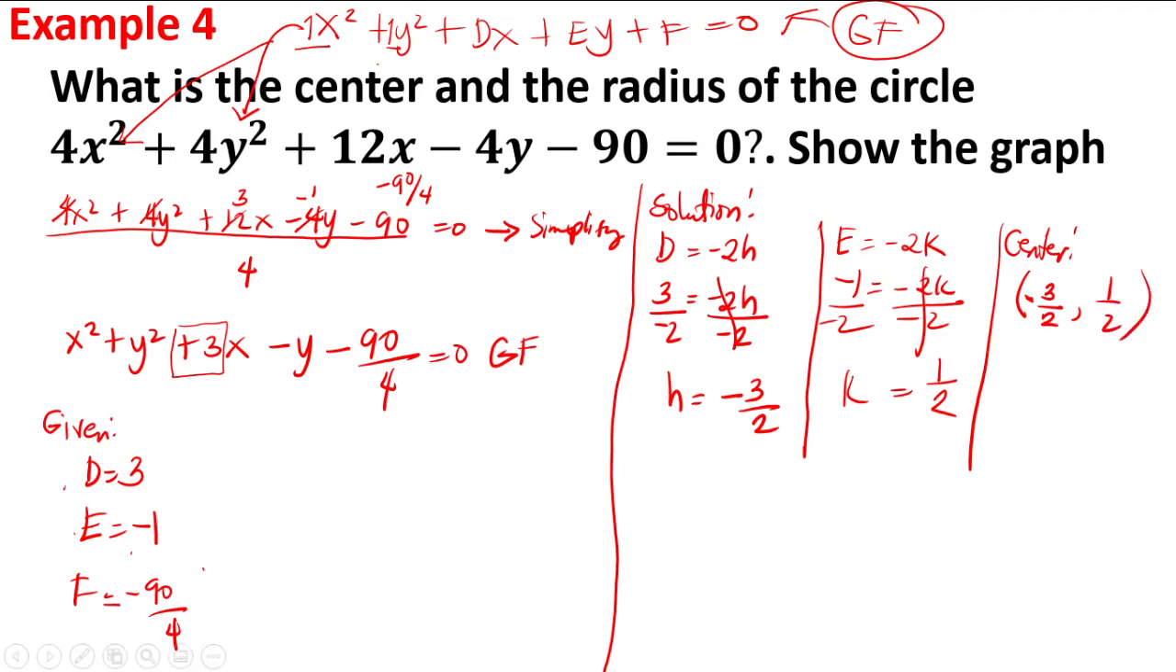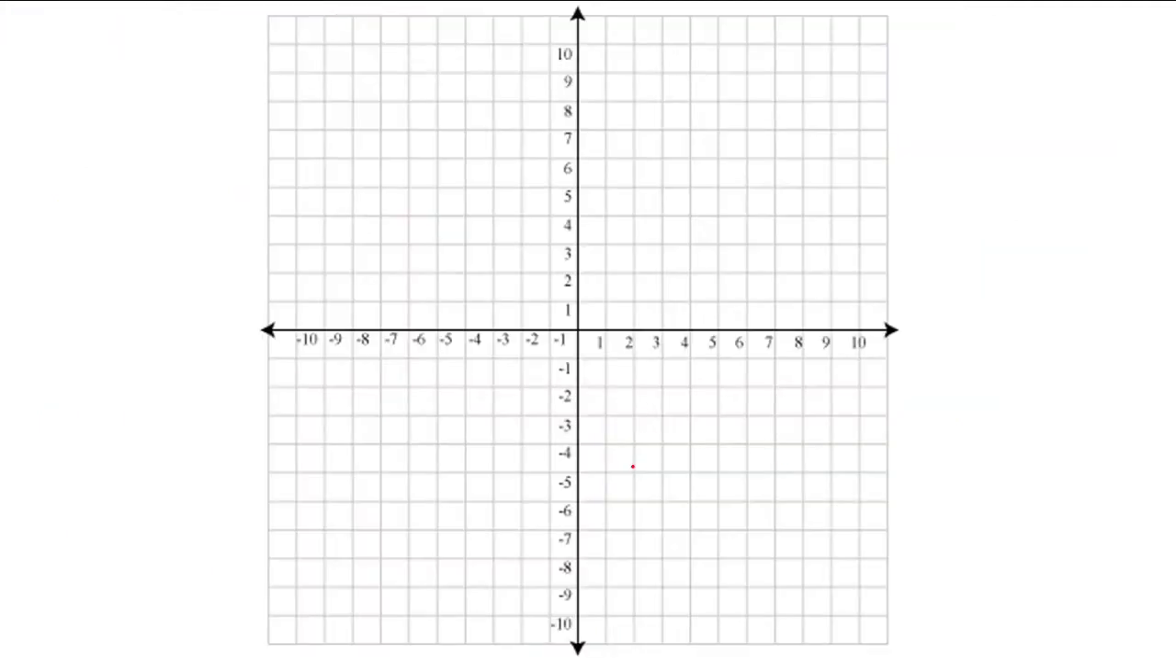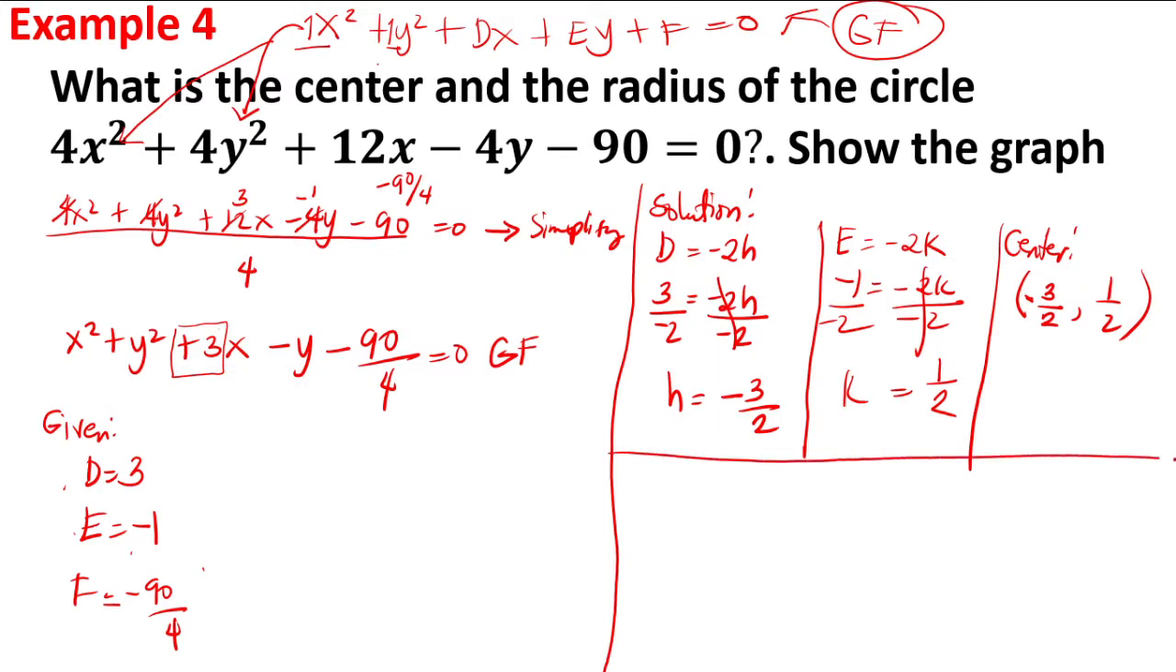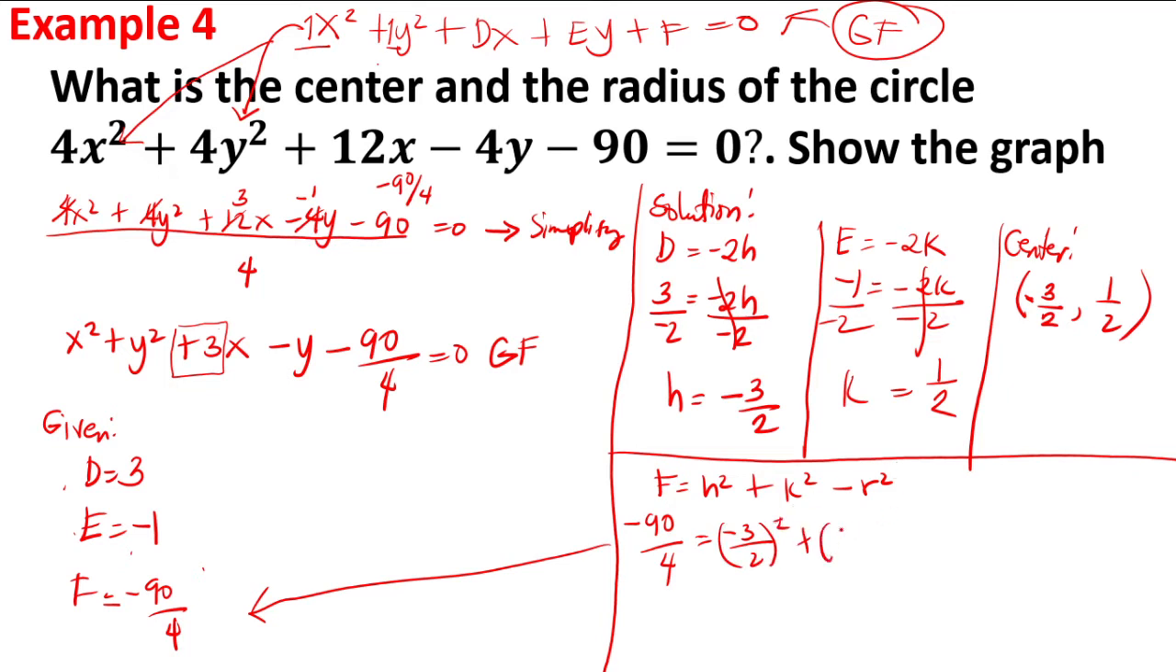Okay? Nakuha na natin yung center. Ngayon yung radius naman. As for the radius, ang gagamitin naman natin yung f. Okay? Nalipat siya. Gamitin natin yung f is equal to h square plus k square minus r square. Ang f natin is negative 90 over 4. Ayun. So, nakuha yun. Okay? Ang h natin ay negative 3 over 2 quantity square plus ang k natin ay 1/2, 1/2 square minus nawawala yung r square.